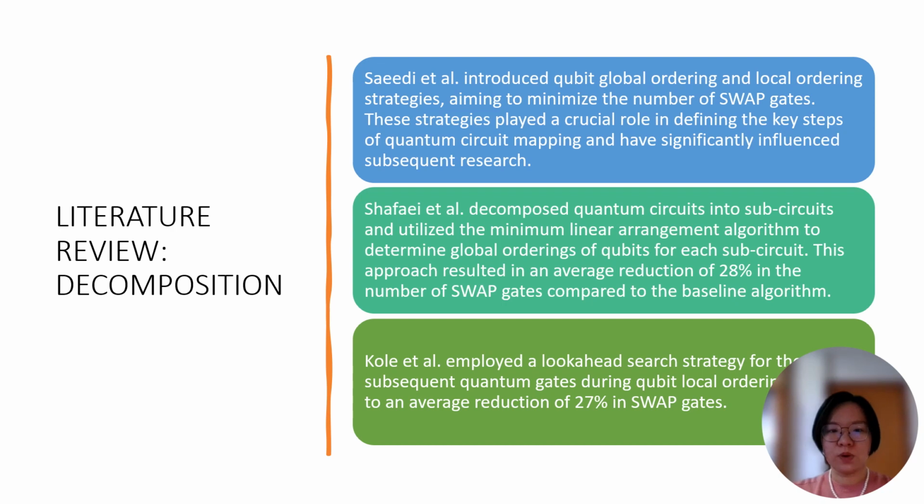Chevy decomposed quantum circuits into sub-circuits and utilized the minimum linear arrangement algorithm to determine the global ordering of qubits for each sub-circuit. This approach resulted in an average reduction of 28% in the number of swap gates compared to the baseline algorithms.